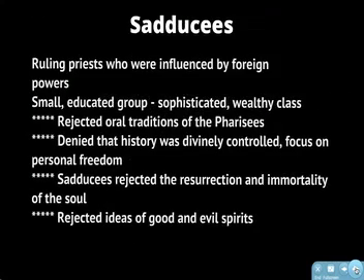Okay, another group that shows up often is the Sadducees. The Sadducees were of the ruling class, and they were influenced by foreign powers. We said earlier that the temple was the center of Jewish worship and the center of the state. And so they were the first group to be assimilated into ruling powers, both the Greeks and the Romans. The Sadducees were a small educated group. They were the sophisticated, wealthy class.